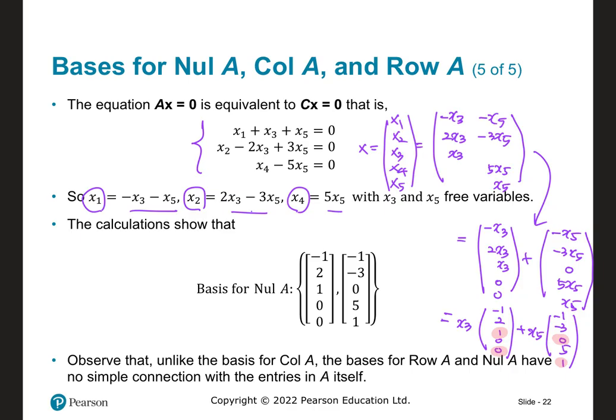So any solution X can be described as a linear combination of those two vectors, and these two vectors are independent. So these two vectors will form a basis for the null space of A, or null space of B, or null space of C.